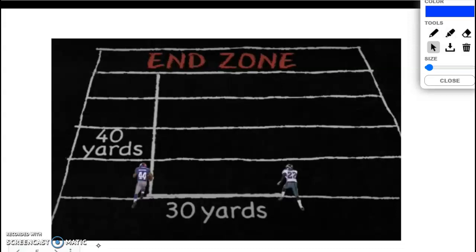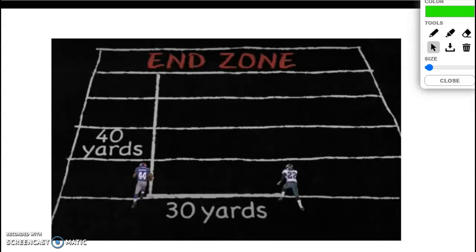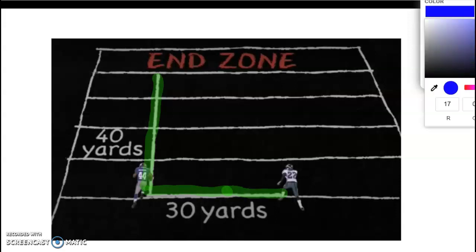Now, if he was to go this way, if he was to just follow where he is and go this way and then go all the way up like so, that's a long way. He's going to go 30 yards plus 40 yards, so he's going to go 70 yards. What is the shortest way that he can get to the player?